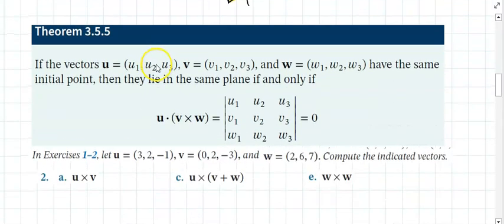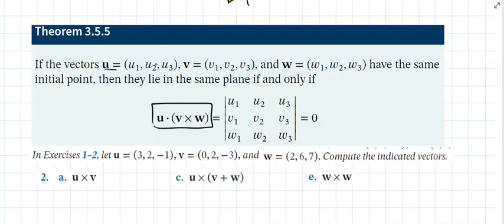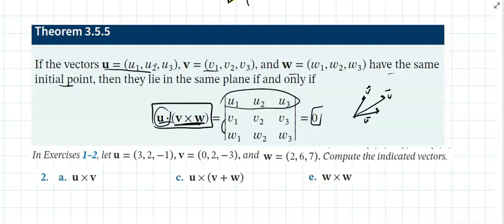Now, this is important to know. If vectors u, v, and w are all in R3, and they have the same initial point, that's very important, so they all share the same initial point, then u dot v cross w, let's say that's that. If you dot those, this is how you dot them. You could take the cross product and dot it with u, or you could simply list u, v and w, and find the determinant of that.